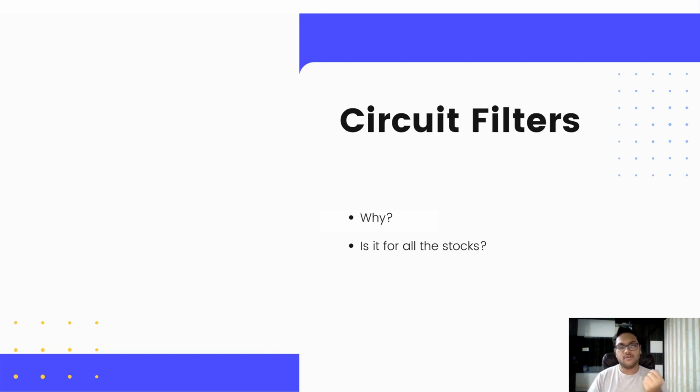Let's say the filter was for 20%. The lower circuit and the upper circuit were both 20% for that particular stock. For Infosys we discussed it was 10%, but for the stock we are discussing, which is priced at 100 rupees, it was 20%. Now because we had this lower circuit, it stopped at 80.